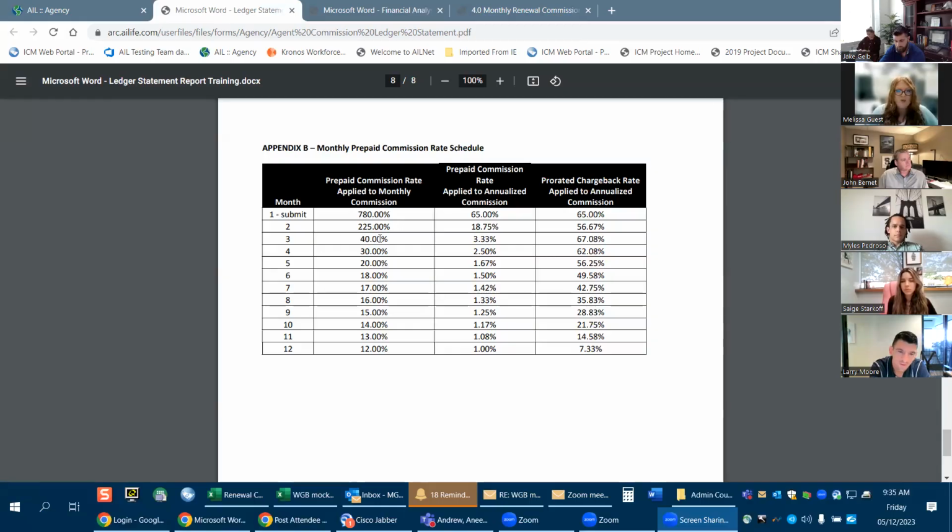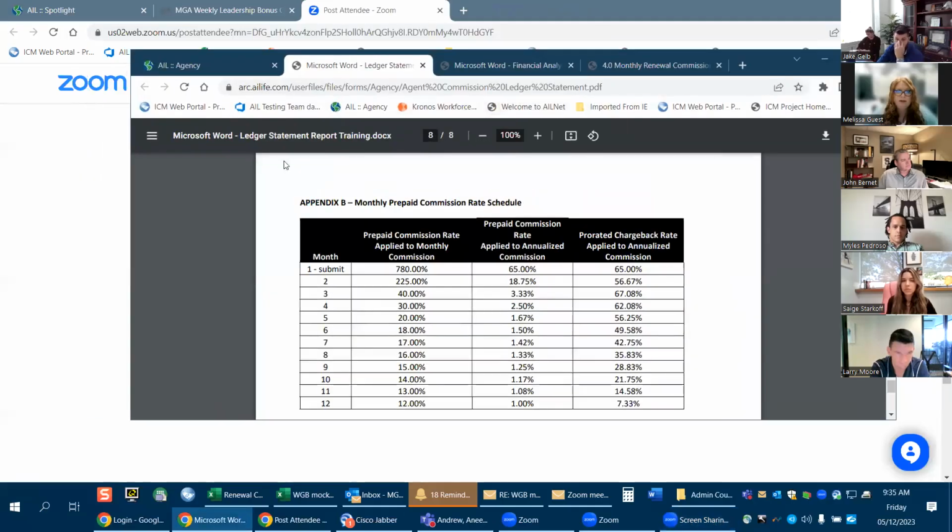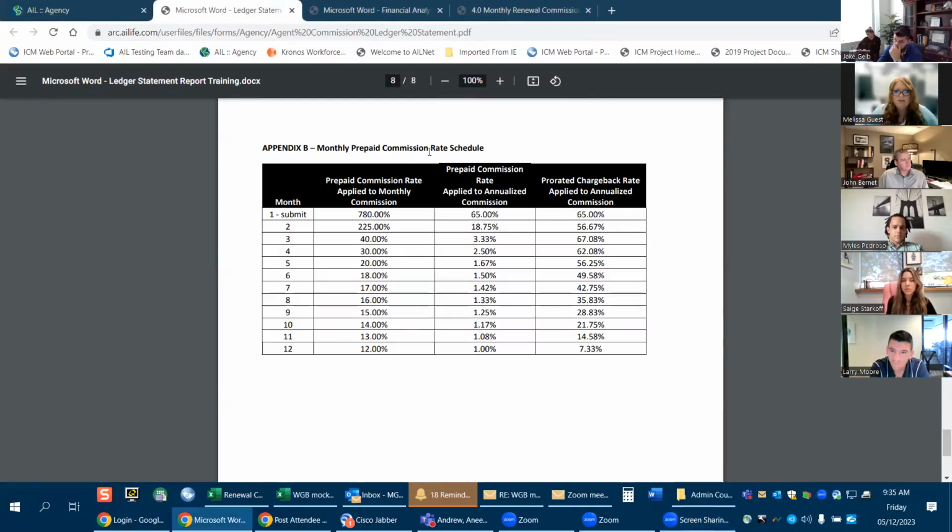Month 3, it's 40% of their monthly commission, and then you'll see it's on a decreasing basis throughout the year, months 2 through 12. Okay, so this is on the training document for the monthly ledger statement. And so this is the schedule. It does have the percentages broken down, if we calculate it based on a percentage of advanced on annualized commission versus the percentage of advance on monthly commission.